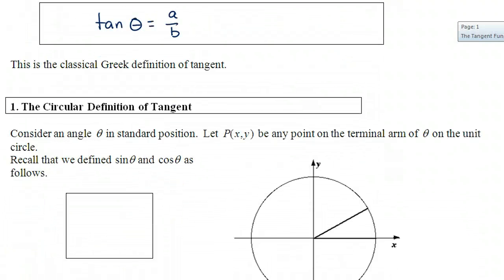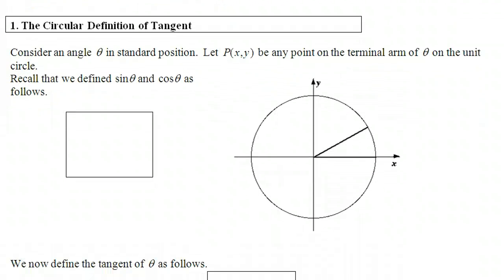The circular definition of tangent is based on the unit circle, and let's say we have an angle theta in standard position here. Recall that we've defined the sine and cosine in standard position to be the sine of theta is the y-coordinate for a unit circle, and the cosine of theta is the x-coordinate if you have some point P on the terminal side of angle theta.